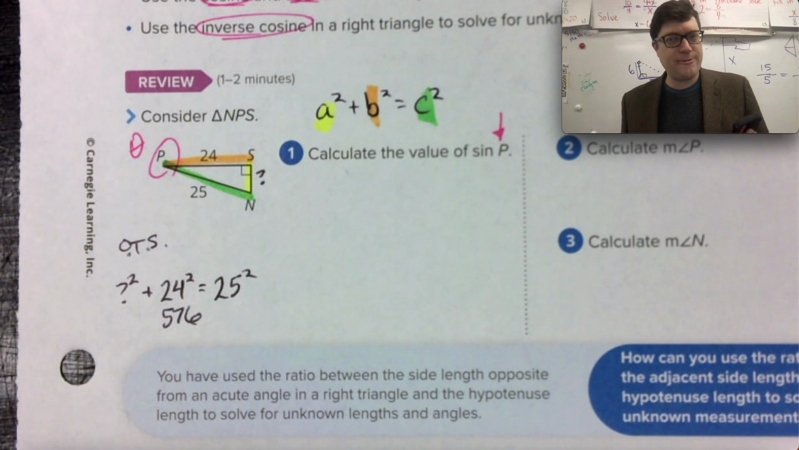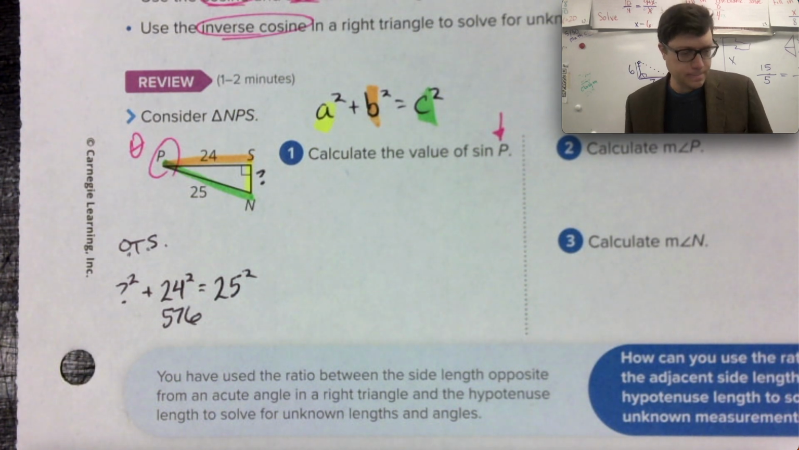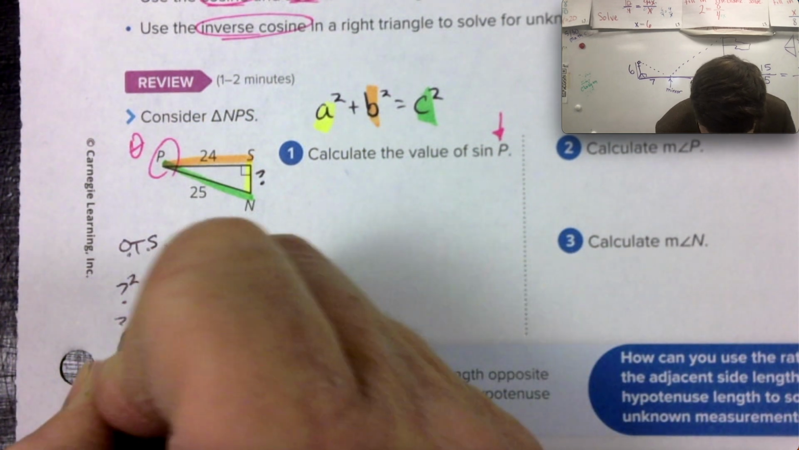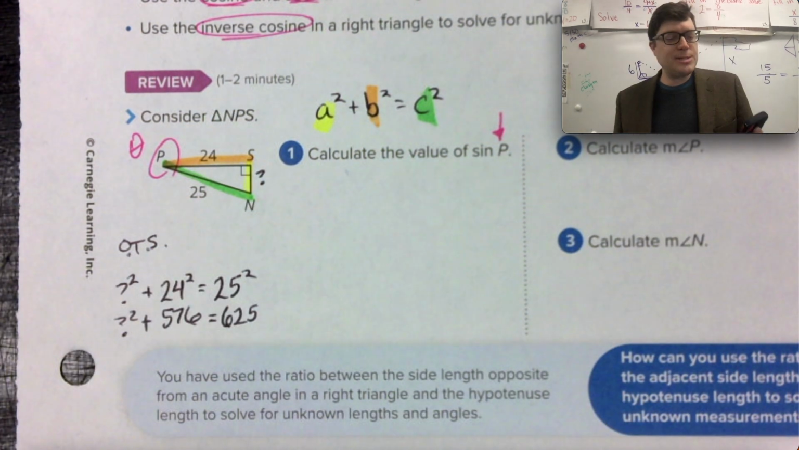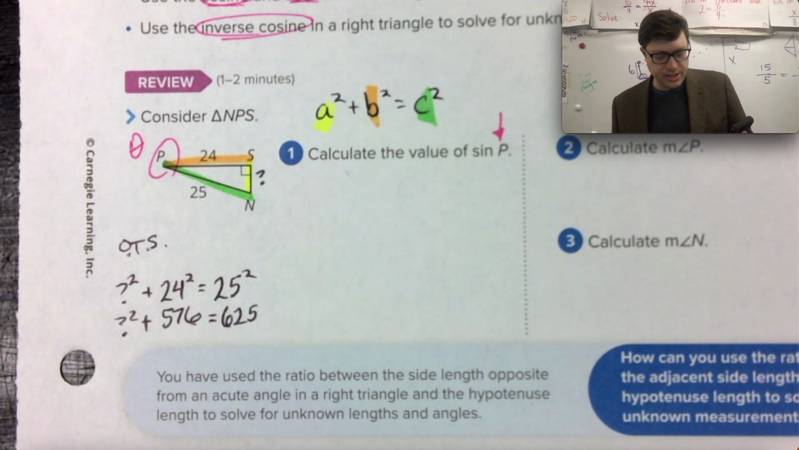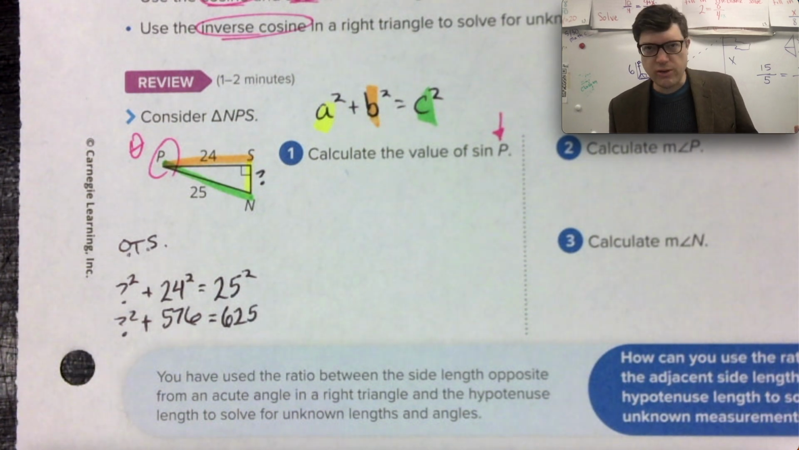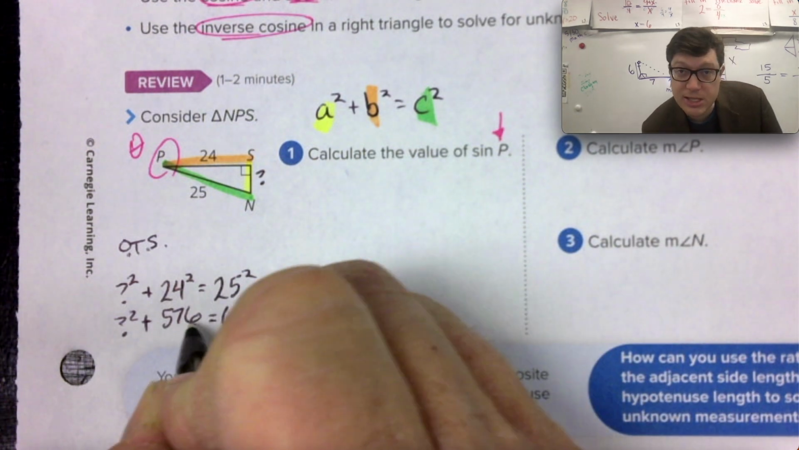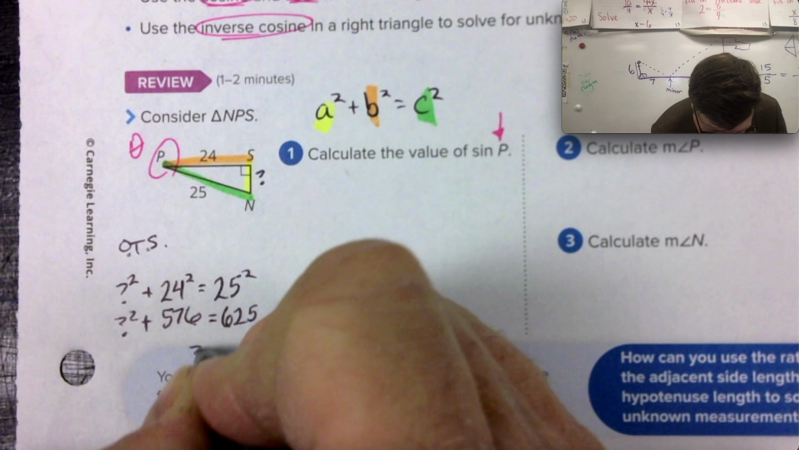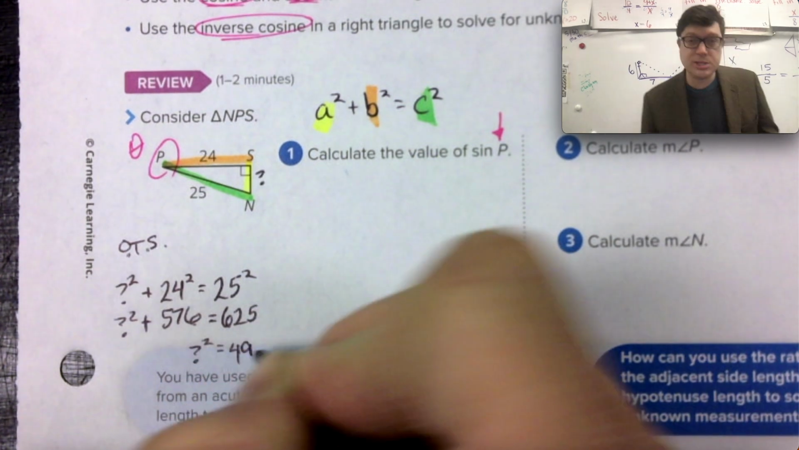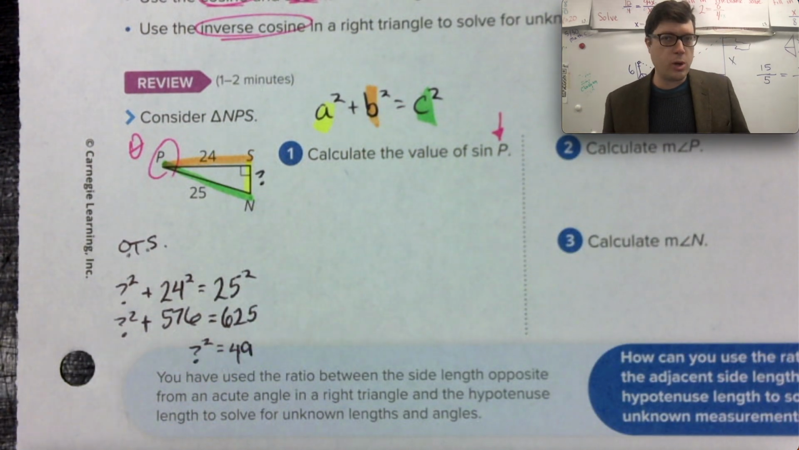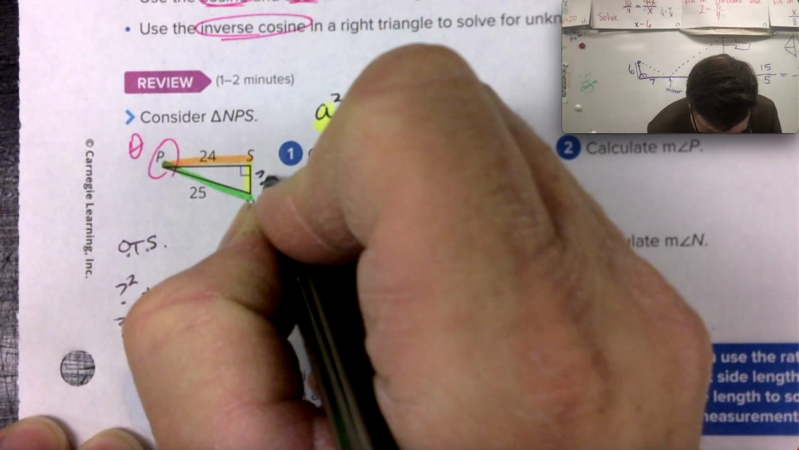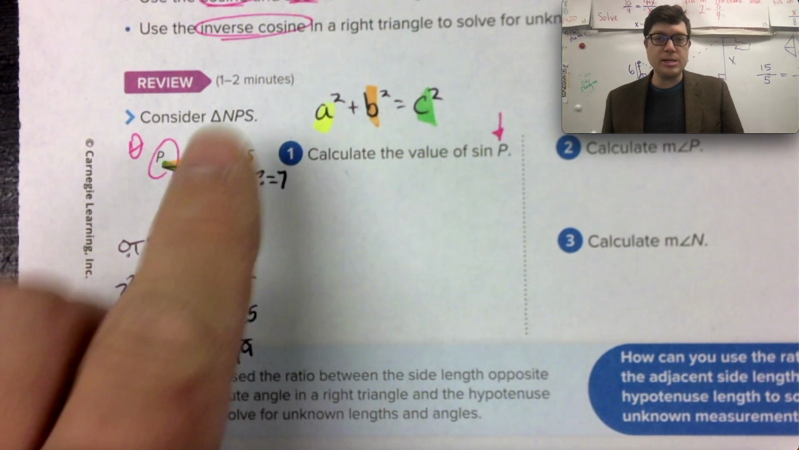Hey Siri, what's 25 squared? It's 625. Question mark squared plus 576 equals 625. Hey Siri, what's 625 minus 576? It's 49. So I'm going to subtract 576 from both sides, which means question mark squared is the difference between them, 49. And then I have to square root, and I know this one. The square root of 49 is 7. So this means 7 is our missing side length.